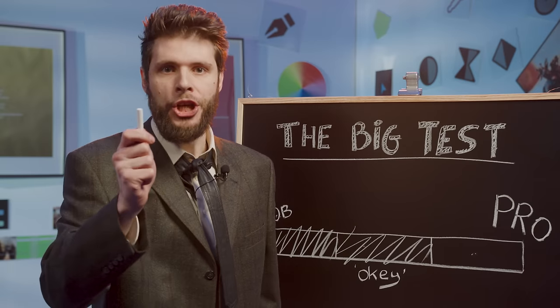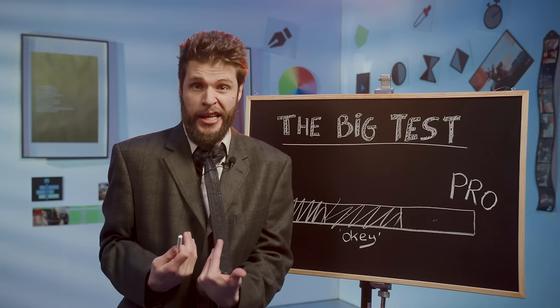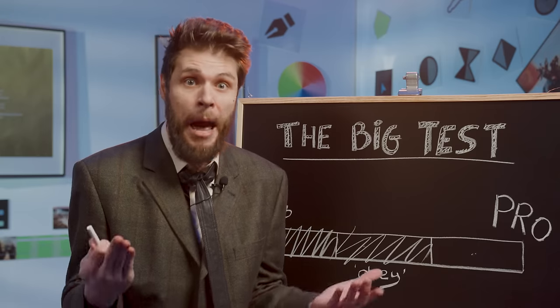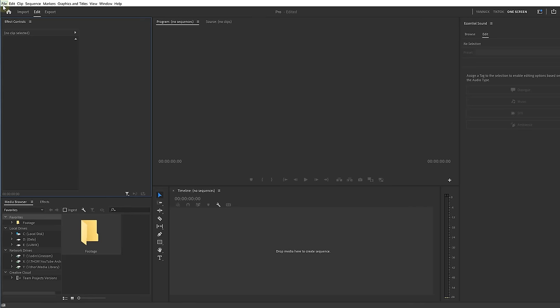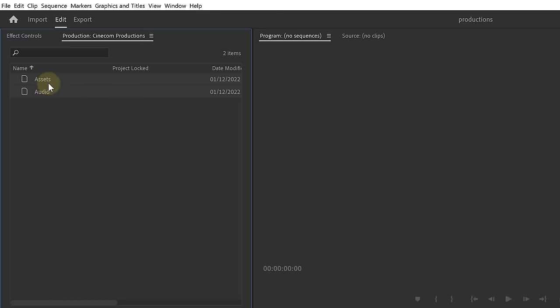Starting with organization at a whole new level. If you're editing every week just like us, you often use the same assets over and over again. So you need a template of some sorts. Well, you can create a production, which is actually just a project where you can organize multiple different projects within.